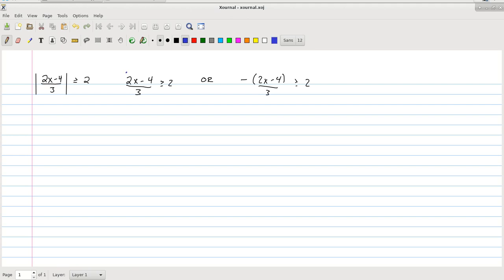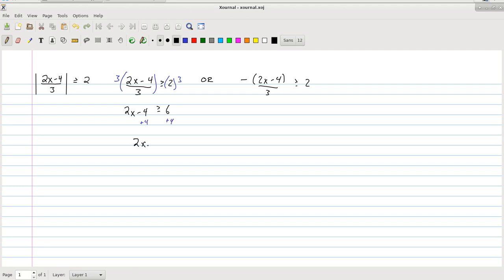Let's get rid of the fractions first by multiplying both sides of the inequality by 3. Now, since we multiplied by a positive number, this will not affect the direction of the inequality. On the left, the 3's reduce, and we're left with 2x minus 4. On the right, we multiply together, and we've got 6. Next, to get x by itself, let's get rid of 4. We'll add 4 to both sides of the equation.